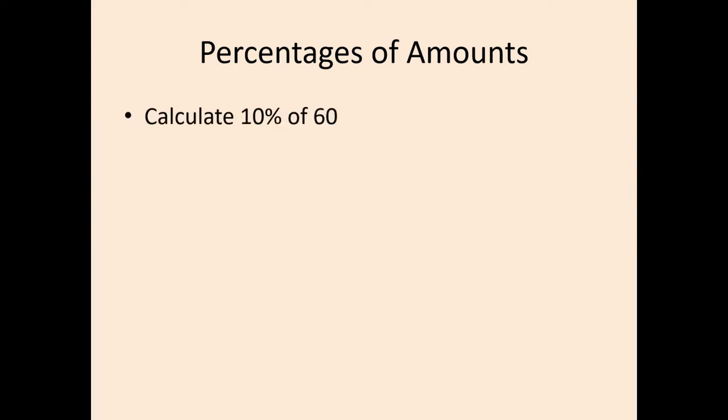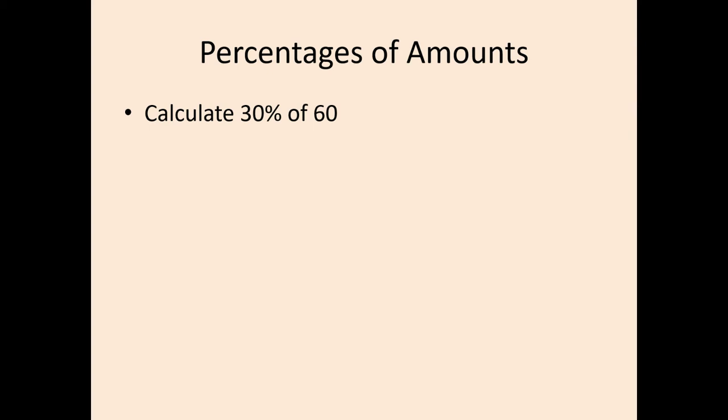10% of 60, how can I work that out? Please pause the video, have a go, then press play when you're ready to carry on. Okay, so 10%, we said, is equivalent to 1 over 10. In other words, to work out 10% of 60, you just do 60 divided by 10, which is 6.